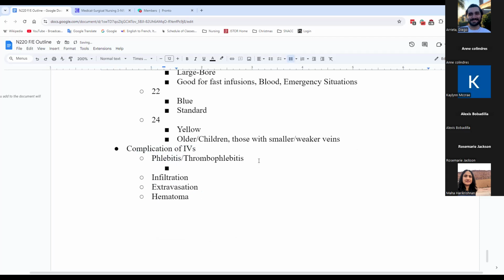How do you describe these? Sure, inflamed. How else would you describe it? Red, cord-like, exactly. You'll have some warmth. Can be hard as well. Perfect. So if someone has this, how do you intervene? What is your first action? Yep, DC the IV. And then you follow your policy for what to do after.